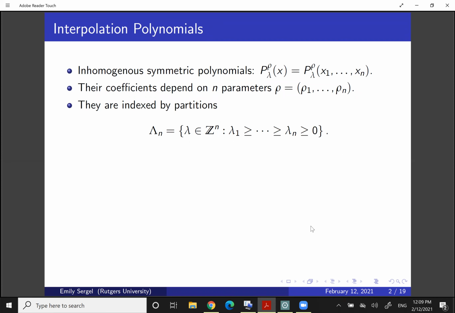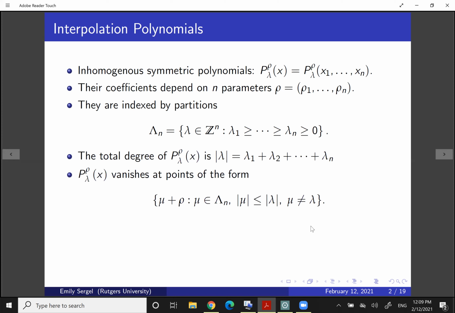So this is indexed by partitions. And the total degree is the size of the partition. And they vanish at these points corresponding to smaller partitions. So any smaller partition or a partition of the same size that's different than the index is going to correspond to a vanishing point. And so this has a very simple, very attractive description, but we'll see it actually connects to a lot of wonderful things. And these properties, the vanishing and the degree and all that, characterize our polynomials up to a scalar multiple.